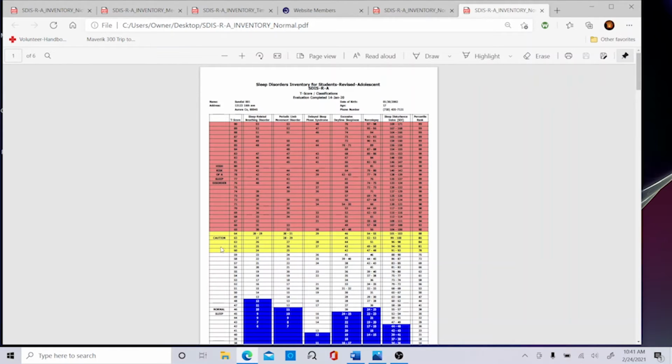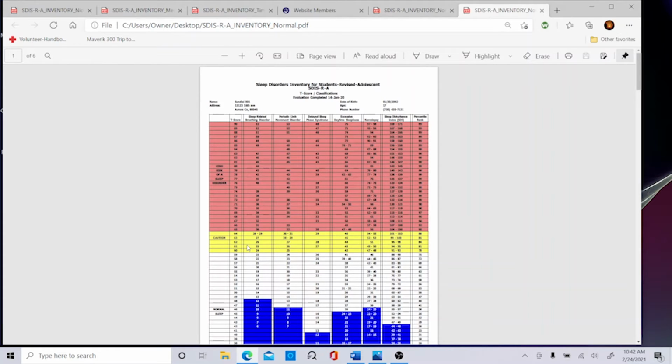So anyway, then the yellow area, which says caution here, that is an indicator that the student is having some problems. They're not severe. They're probably not even moderate yet, but they are mild problems. And so in a case, I'll talk to you about the scales in a little bit, but the student could possibly benefit from being referred to a sleep specialist.